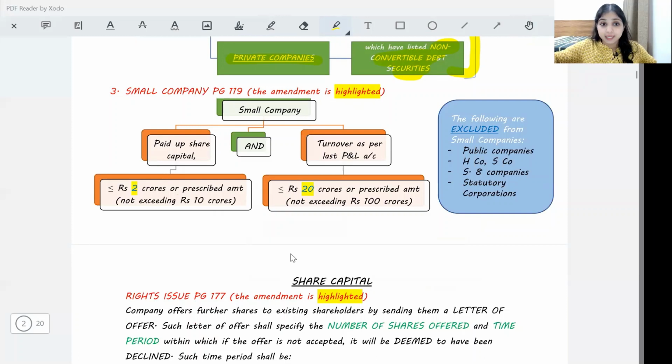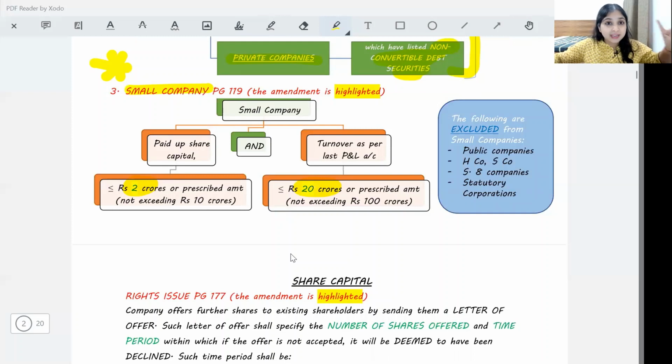Now we're going to be learning about small company. This is very, very important from the examination perspective. In the meaning of small company, the limits have changed. Let us see the amended, latest provision. What do you mean by a small company? A small company is a company whose paid up share capital is not more than 2 crores, and its turnover is not more than 20 crores.